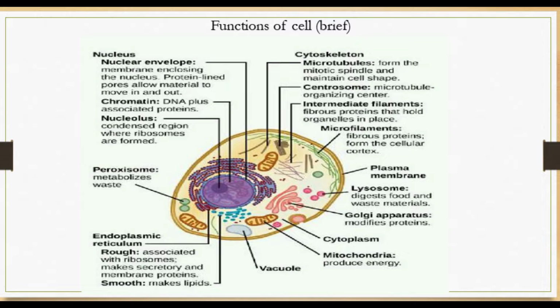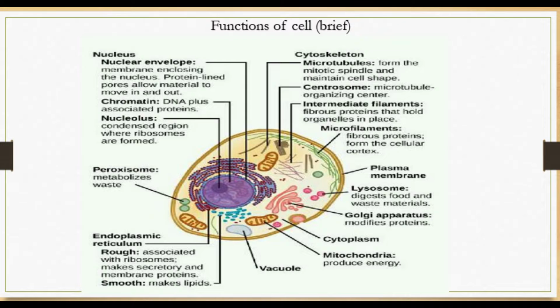So, cytoskeleton. Microtubules form the mitotic spindle and maintain the cell shape. Cell shape means that they have a definite structure for a cell, and the microtubules will maintain the structure of the cell. Centrosome, the microtubule organizing center. Intermediate filaments, the fibrous protein that holds organelles in place. Microfilaments, fibrous proteins, form the cellular cortex. And you can see the plasma membrane there.